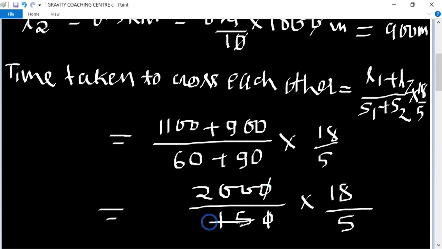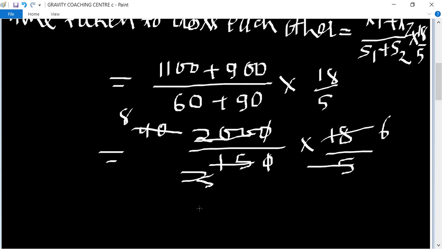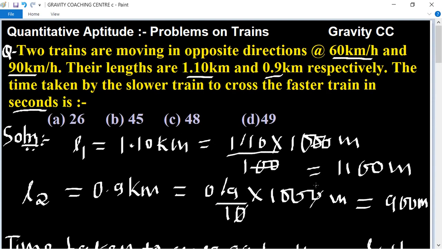0 cancel. 5 3s are 15 and 5 4s are 20. Table of 3, 18 is cancelled. 6 3s are 18, and 5 8s are 40. So 8 6s are 48 seconds. So option C is the right answer.